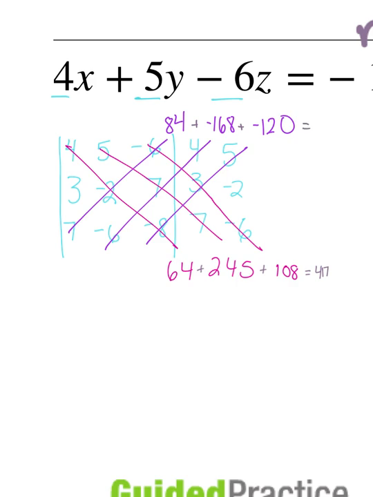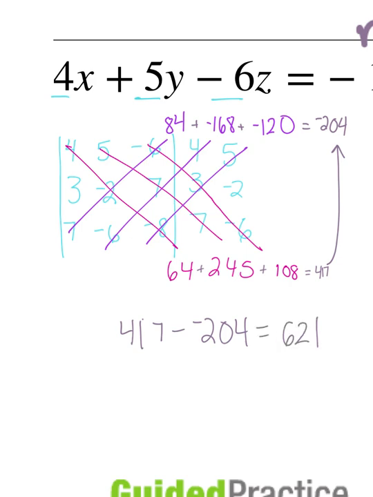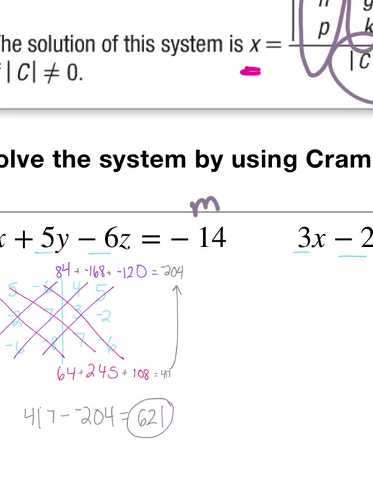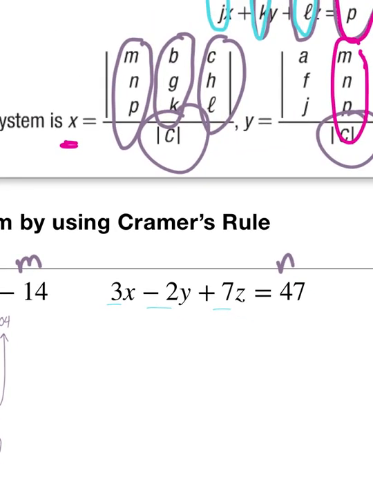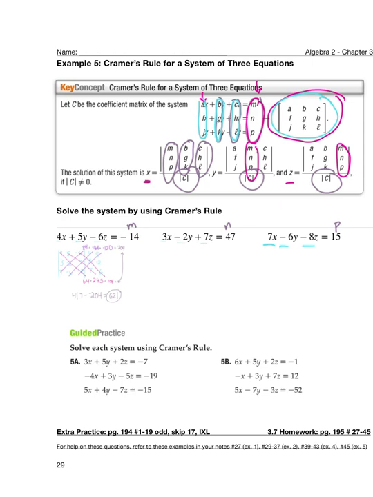And get negative 204, and then subtract 417 minus negative 204. And you're going to get 621. So now from here, we have to use this as the number that we are dividing by on every single one of, let me highlight it, these pieces right here. Okay. So actually that means we have 3 more of these to solve.